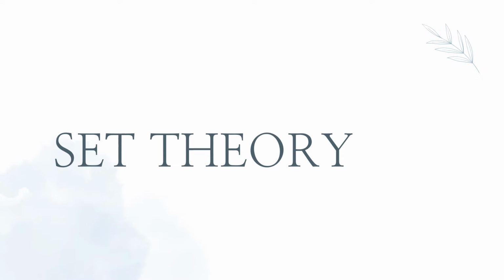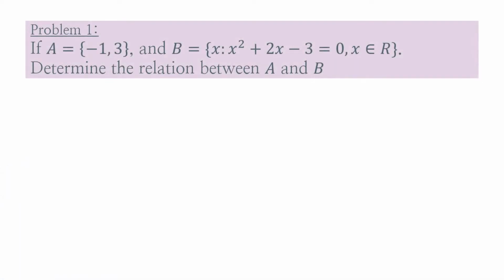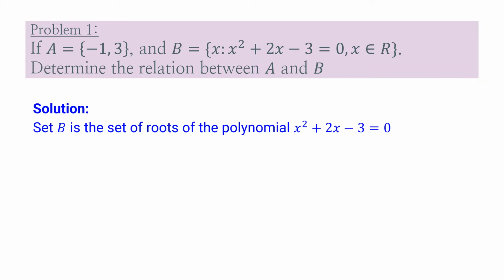Hello and welcome. It's time to review some of the problems and solutions on the theory of sets. If A is a set of elements -1 and 3 and B is a set of elements x such that x squared plus 2x minus 3 equals 0, we are required to find the relationship between A and B.